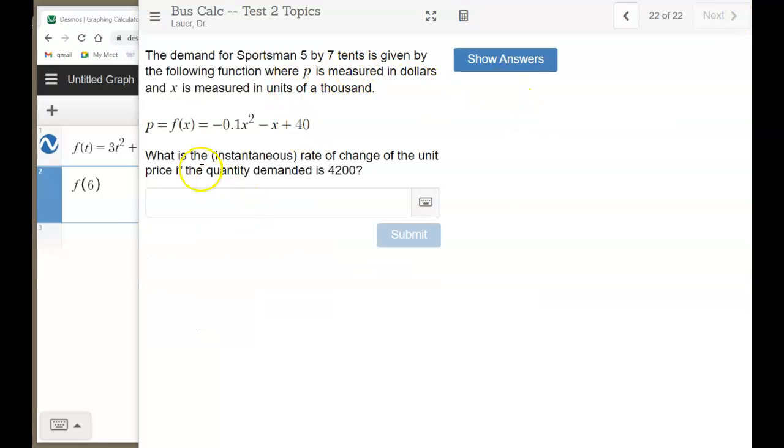The next problem asks us for the instantaneous rate of change. So that means the derivative. So we want f prime is negative 0.2x minus 1. And we'll put in 4200. Well, that's not quite right because x is measured in units of 1,000. So if we want the quantity demanded to be 4200, we'd have to put in 4.2. Your answers are there.